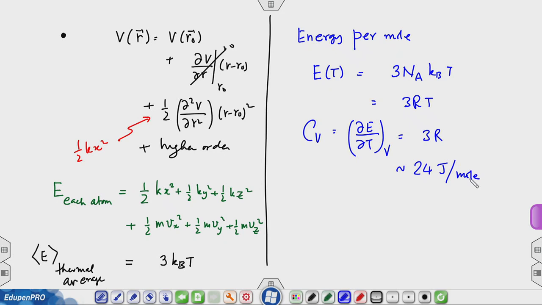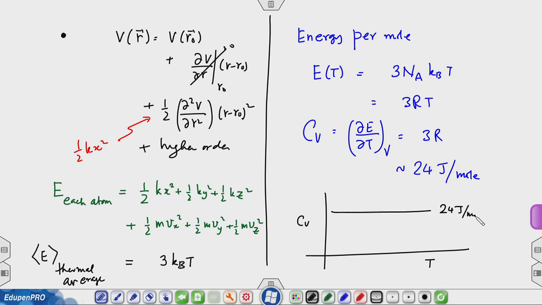So, what you expect is that if I plot CV versus T for only these atoms performing simple harmonic motion, I have taken away the electronic part, it should be a constant, roughly 24 joules per mole. And this is known as the Dulong-Petit law, that the specific heat of a non-conducting solid is going to be 24 joules per mole.